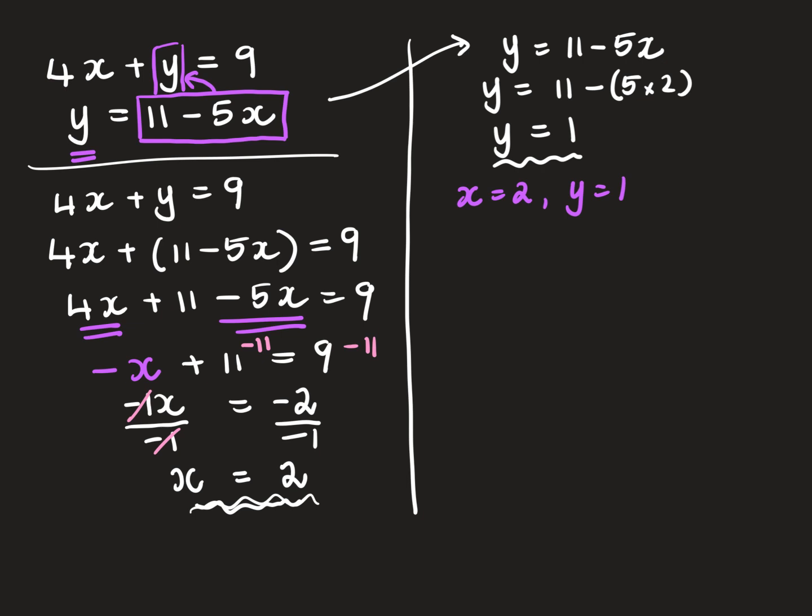Let's check it. I'm going to use the first equation here. 4x plus y is equal to 9. That's 4 lots of 2 is 8, plus y, which is just 1, and that does indeed equal 9, so I know that I'm correct.